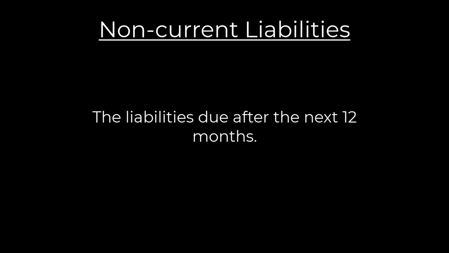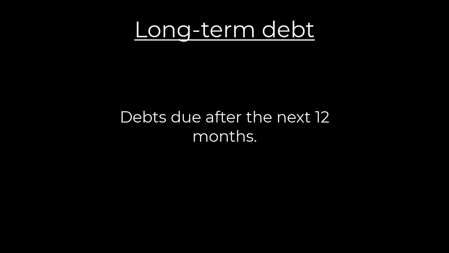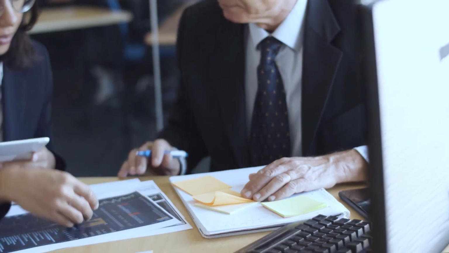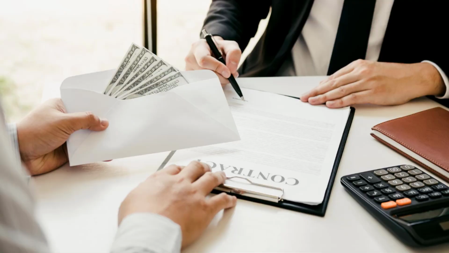Next, we have the non-current liabilities. These are the liabilities due after the next 12 months. Examples of non-current liabilities are long-term debt, deferred tax, and provisions. As I mentioned earlier, long-term debt are debts due after the next 12 months. Long-term debt can be a loan from the bank or money owed to bondholders. A bond is like a loan, but instead of getting money from the bank, you will sell bonds to the public. A bond is like a formal IOU.